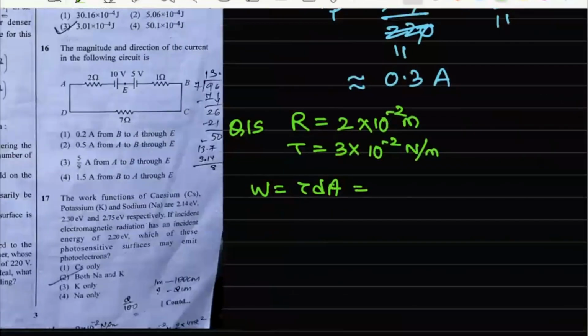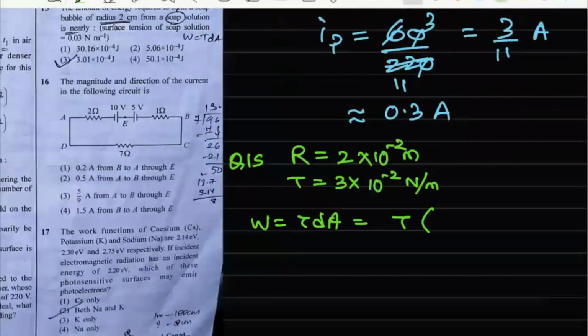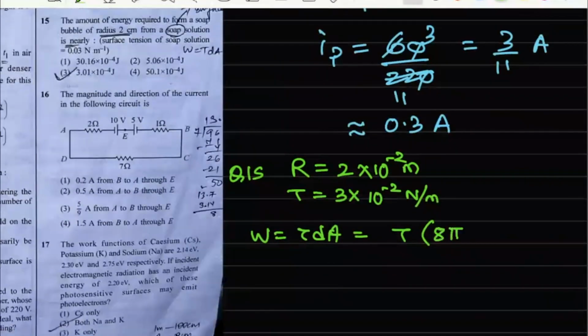So it is a soap bubble, so we will have to consider double area, inside and outside. So 4 pi r square, double of that is 8 pi r square. Final area is 8 pi r square and initial area is 0. Fine. So we have T into 8 pi r square.